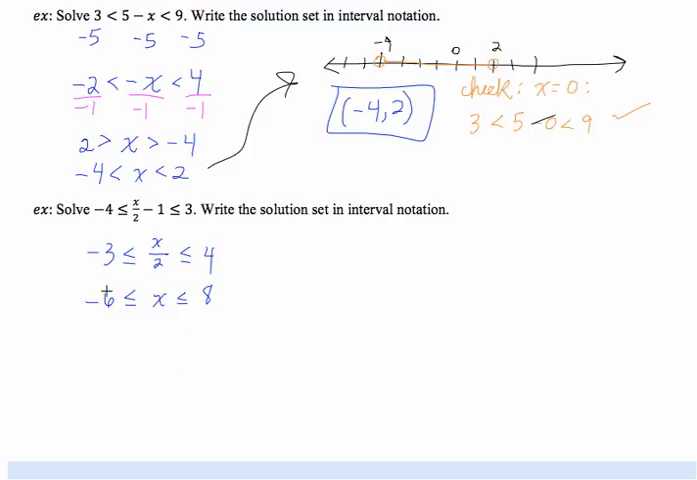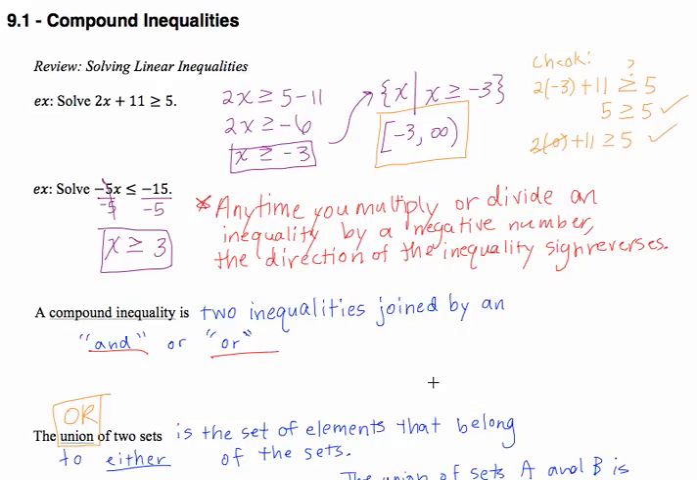So x must be greater than or equal to negative 6 and less than or equal to 8. That does make sense. And I'm going to skip drawing the number line this time and just go straight to interval notation. That means x must be from negative 6 to 8 inclusive because we have an equal sign on both ends here. That's it for section 9.1 and compound inequalities. Tune in next time for 9.2.